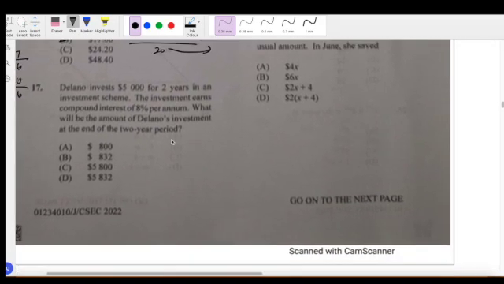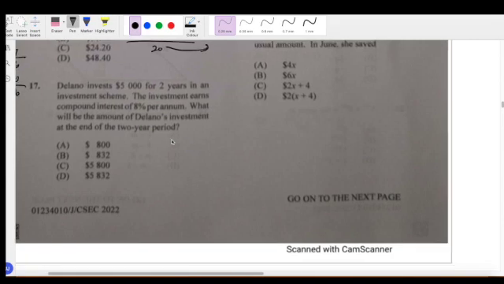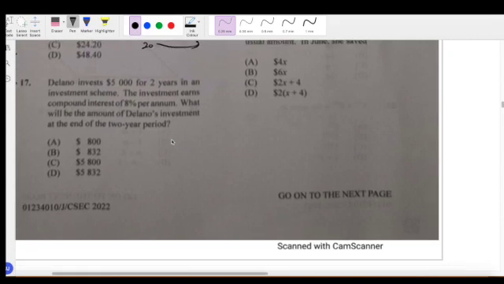Delano invests $5,000 for 2 years in an investment scheme. I smell simple interest coming on. This looks like principal, this looks like time. The investment earns interest of 8%. That looks like rate. What will be the amount of Delano's investment at the end of a 2-year period? All right, so principal by rate by time all over 100. Well, 50 times 2 is 100, and then 100 times 8 is 800.